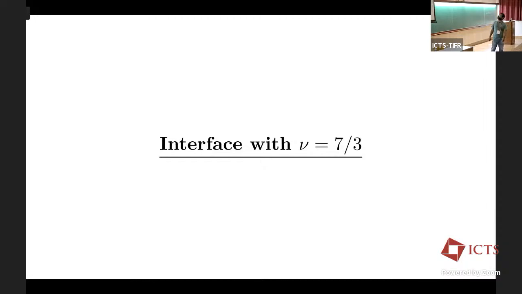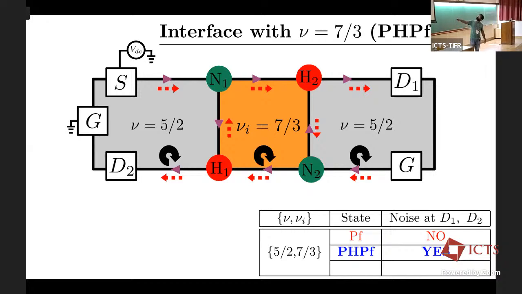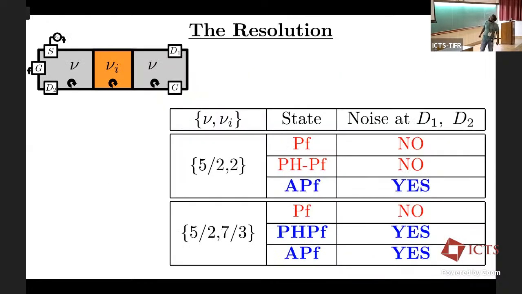Okay, what about 7/3? Now I'm not going to do the dance, I'll show you the answer. This time, this is still parallel, no noise. PH-Pfaffian now will have anti-parallel, will have noise, and anti-Pfaffian will have noise. So if I collect these three, you can see that now I have a direct measurement of zeros and non-zeros, directly telling you what the state is. But I told you, this is too simple. I assumed both thermal equilibration and charge equilibration.